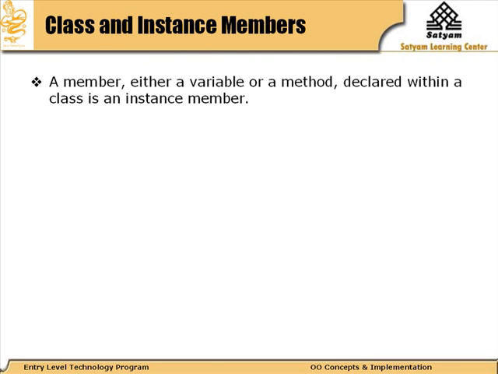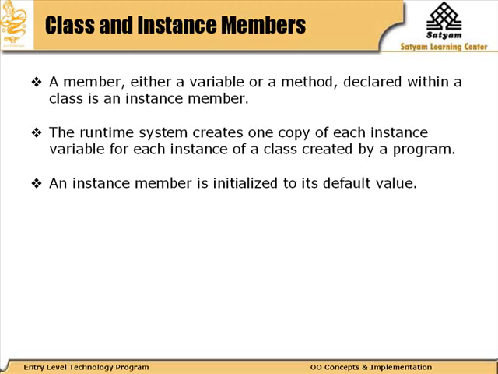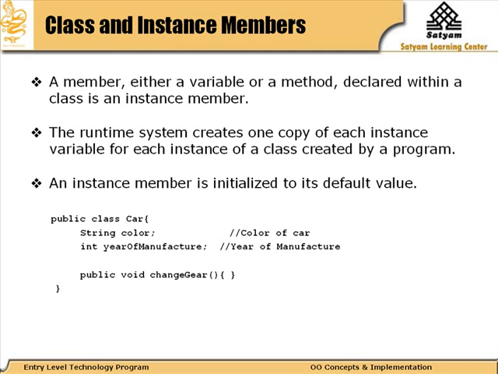Class and instance members. A member, either a variable or a method declared within a class, is an instance member. The runtime system creates one copy of each instance variable for each instance of a class created by a program. An instance member is initialized to its default value. Here is an example with two data instance members, color and year of manufacturing, and one instance method, changeColor.